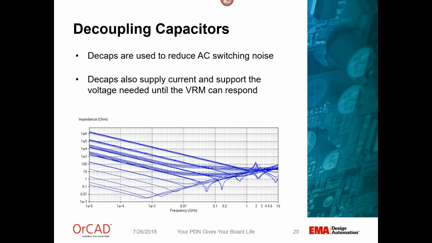So again, decaps are our primary tool for tackling AC switching noise. And we have a plot here showing you a variety of decaps covering a wide frequency range. Each of those low impedance points is at the self-resonant frequency of the decap. So we have to find out what frequency range we're working within and pick the decaps that are appropriate for providing low impedance within that range.